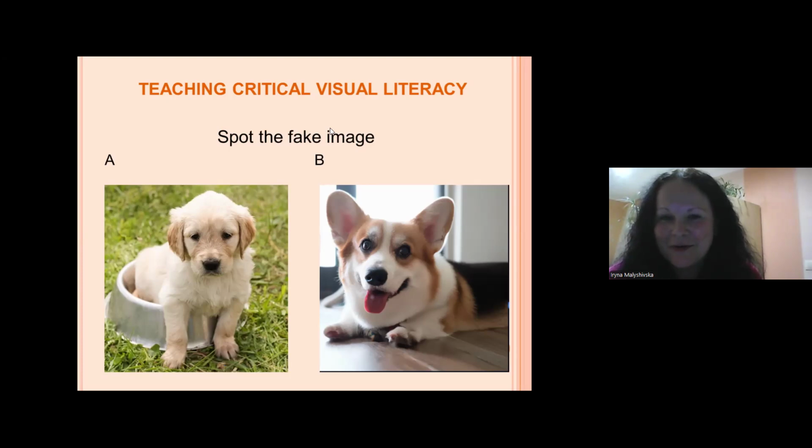Okay, so let's have a look at the chat box. So B. Yes, that's right. You are totally right. B image is fake. And if you look at the eyes of this poor dog, you see that they are kind of blurred. They look unreal. Okay, that was easy.